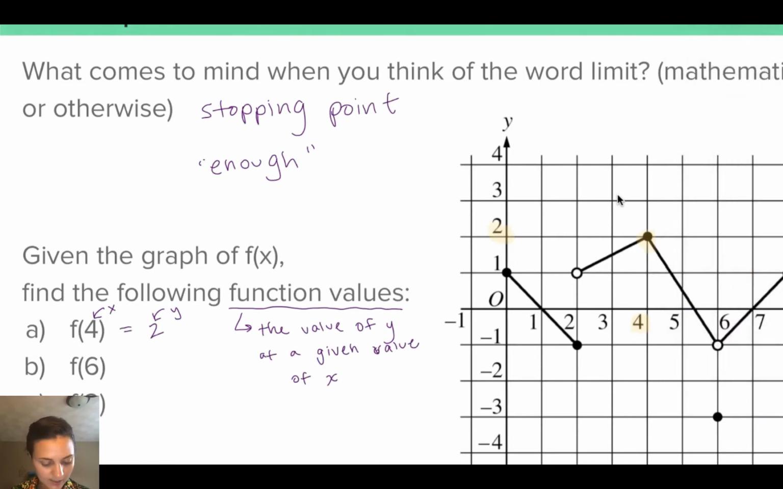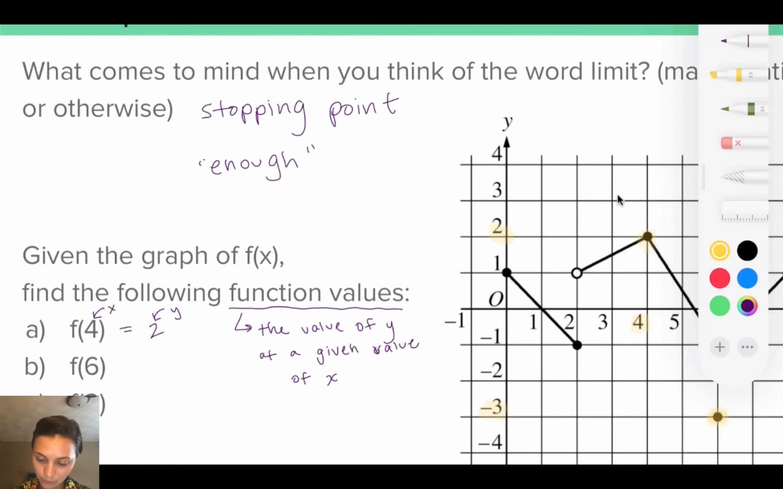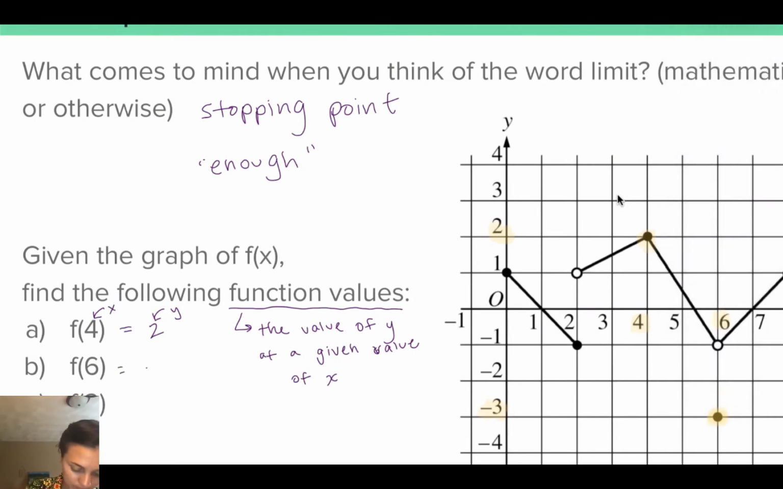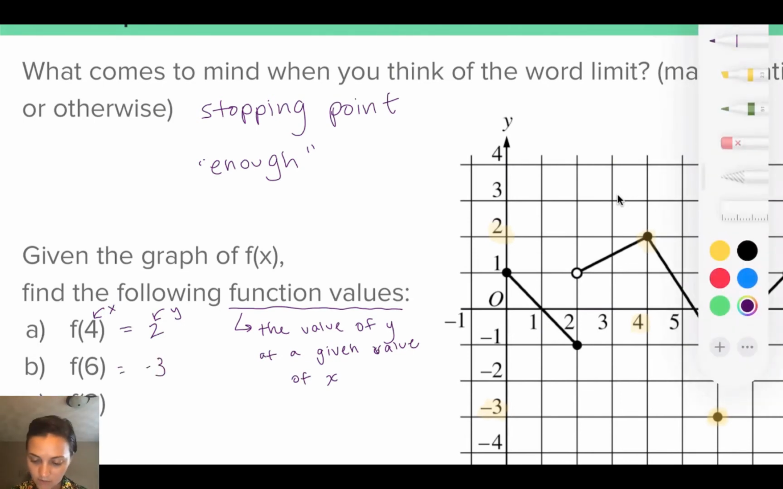So when x is 6, I see that I have this open circle here at -1, but an open circle is not a function value. We need to go to where there's this closed circle down here. That's where the actual point is. The open circle means it kind of jumps over that point, and our actual function value is down here at -3. I'll change the color of my highlighter so things don't get too hard to see.